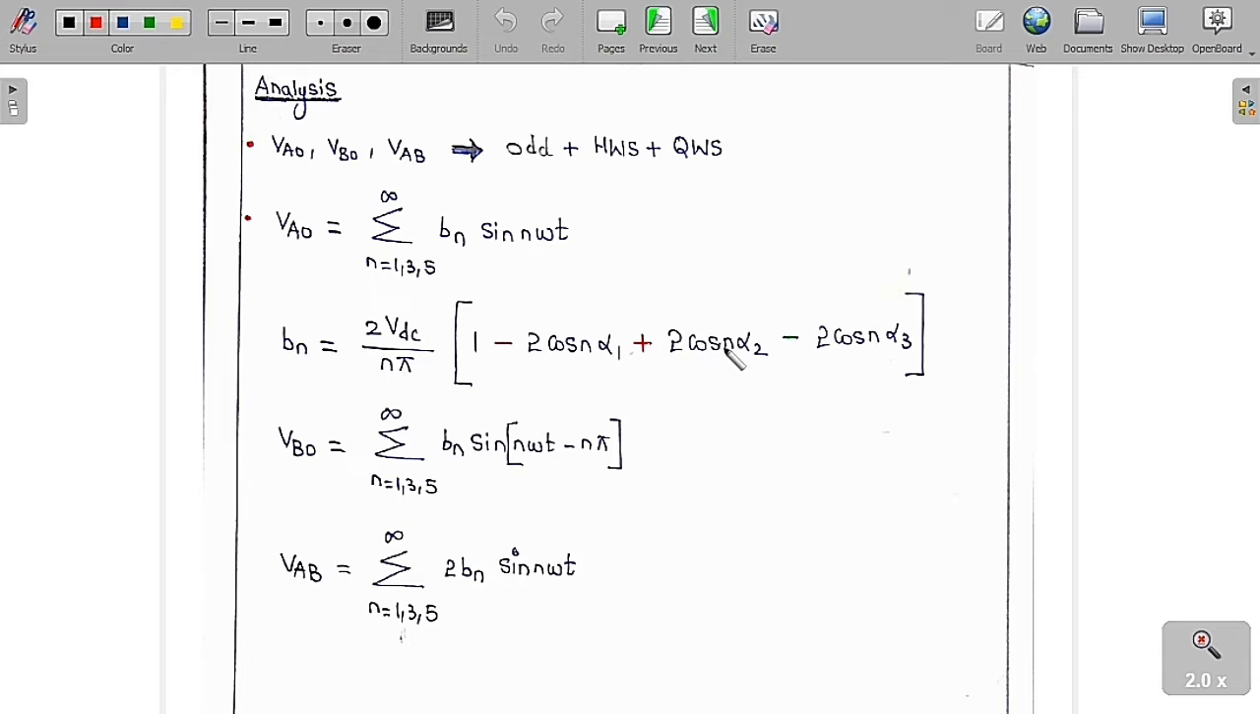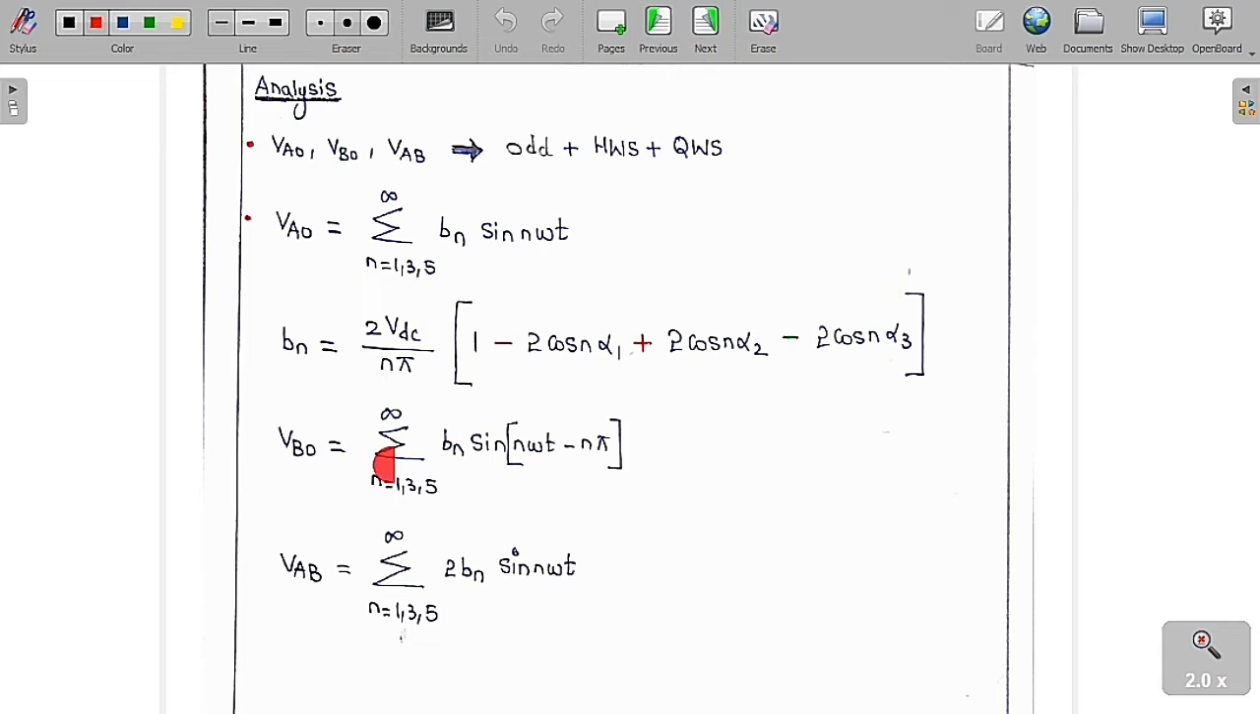So listen carefully. Bn is equal to 4 into peak value VDC by 2 by n pi. The starting is higher, so 1. It is going from high to low means minus 2 cos n alpha 1. Again going from low to high means plus 2 cos n alpha 2. Again going from high to low means negative, so minus 2 cos n alpha 3. So this is the Bn that you are going to get. You can substitute this Bn in this value, then you are going to get V0.